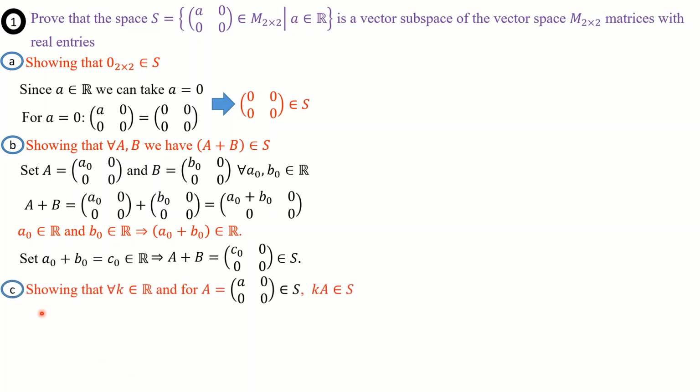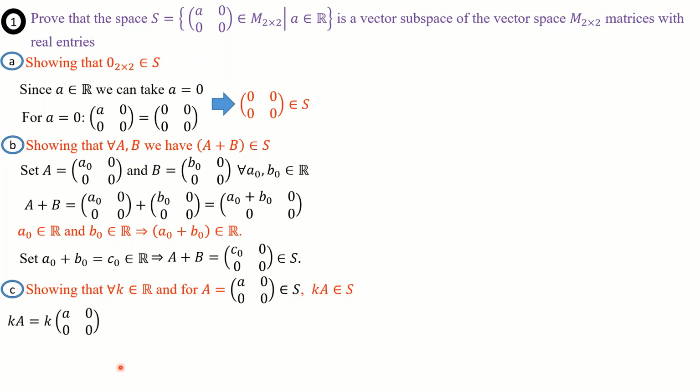Now the third thing we are going to prove is that if we have a constant K that belongs to the set of real numbers, and I take this matrix here, that is the basis of all the 2x2 matrices that have been given, then K times that matrix will always belong to my space S.